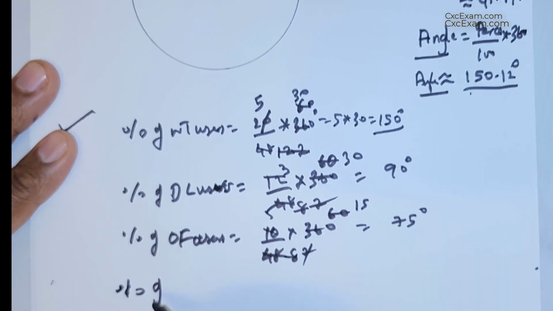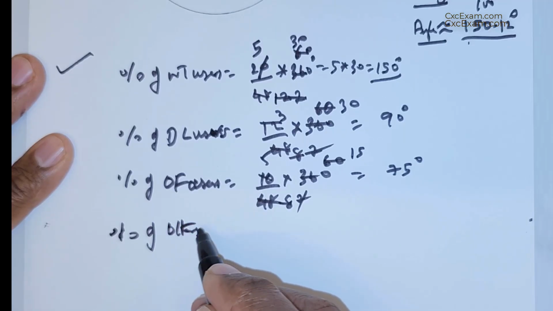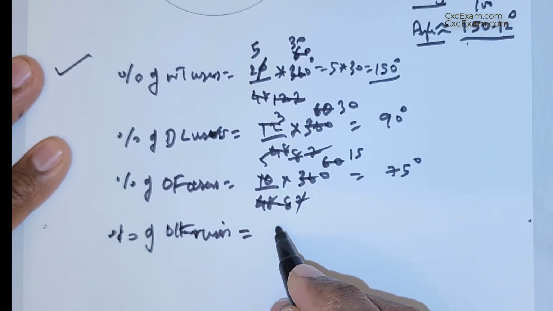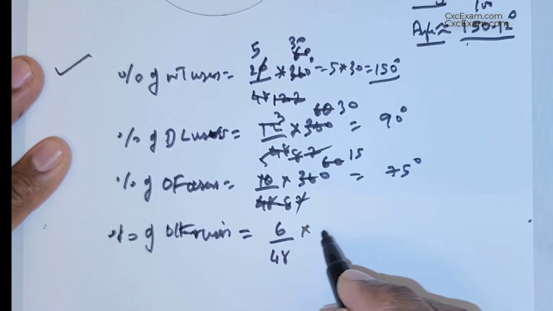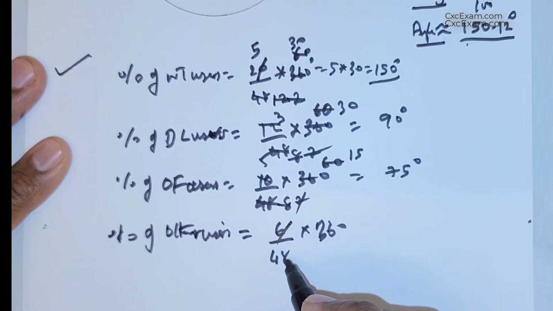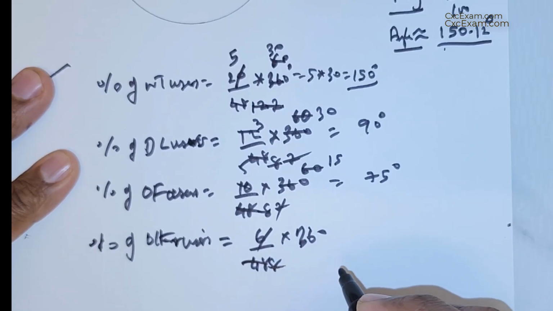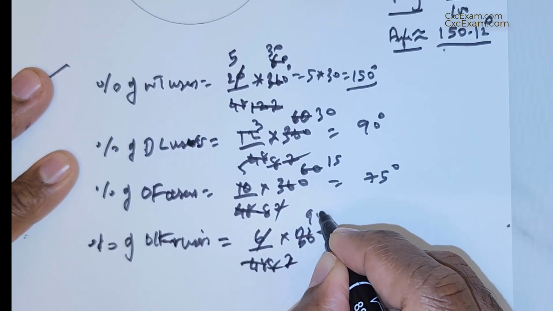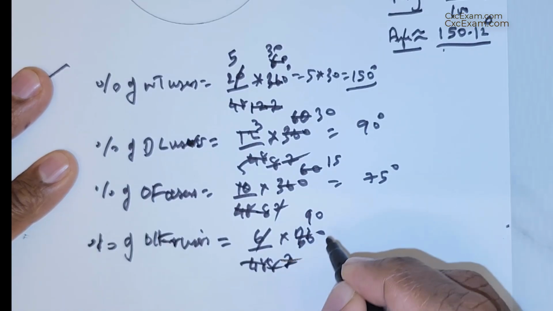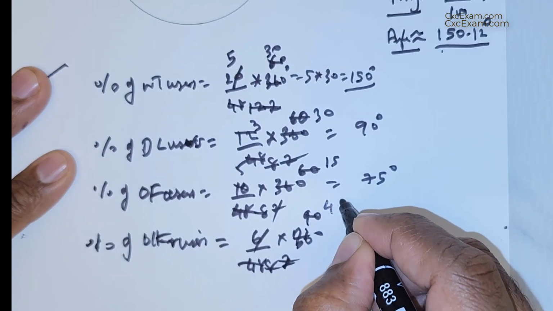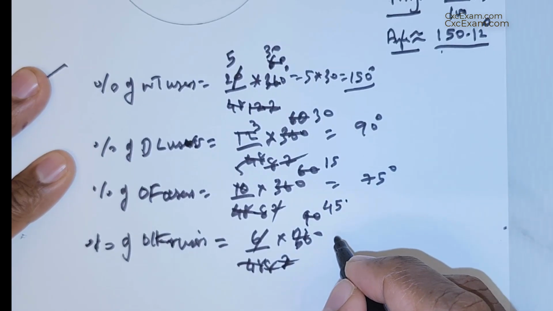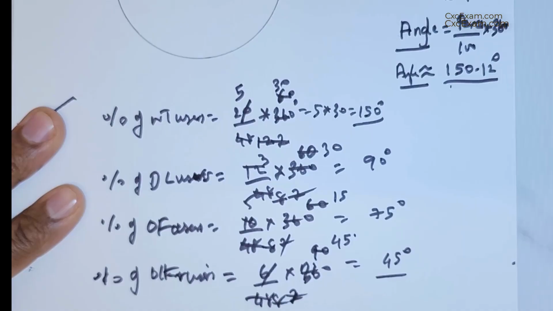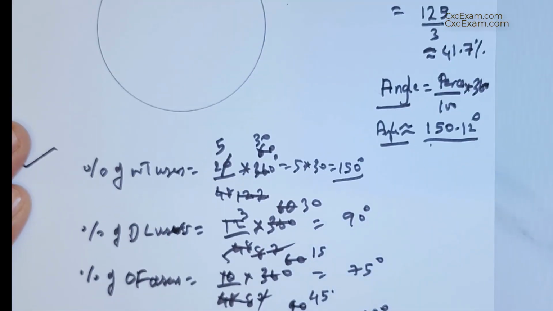Percentage of other users. This is going to be equal to 6 divided by 48 multiplied with 360. 6 8s are 48, 4 divides here 2 times, 9 times 4 is 36, so it's 90, 2 divides here 45 times, right? So this is 45 degrees. So we need to divide the entire pie in these degrees.